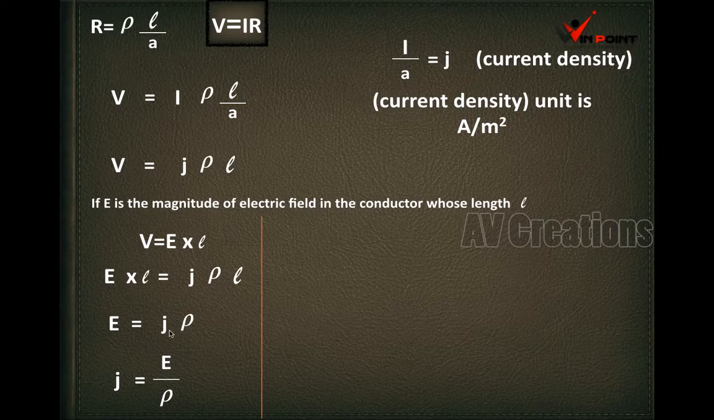From this equation we can find an equation for J, E by rho. J is equal to E by rho. Rho is resistivity. And if we are taking the reciprocal of rho, we will get conductivity, sigma. So rho is resistivity and 1 by rho will be conductivity, sigma. So we can change this equation, J is equal to sigma E. This is another form of Ohm's law. Current density is equal to conductivity into electric field.